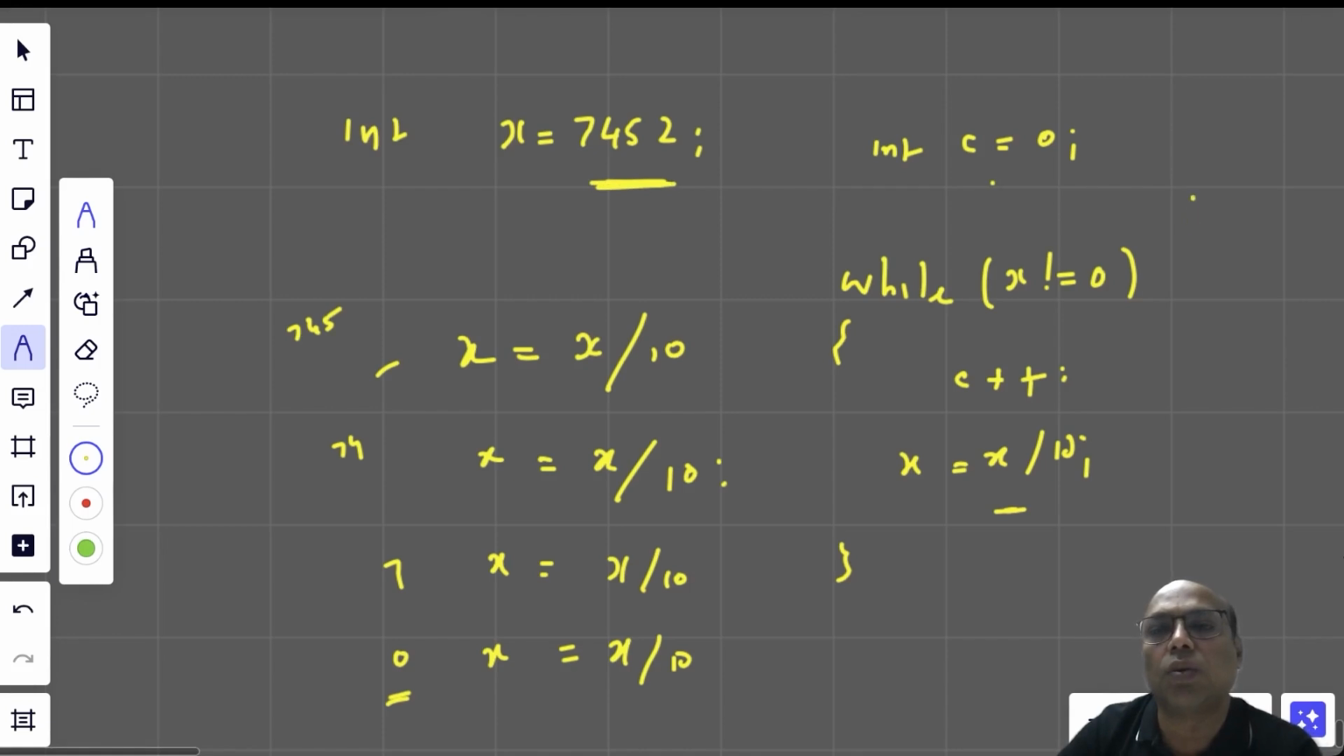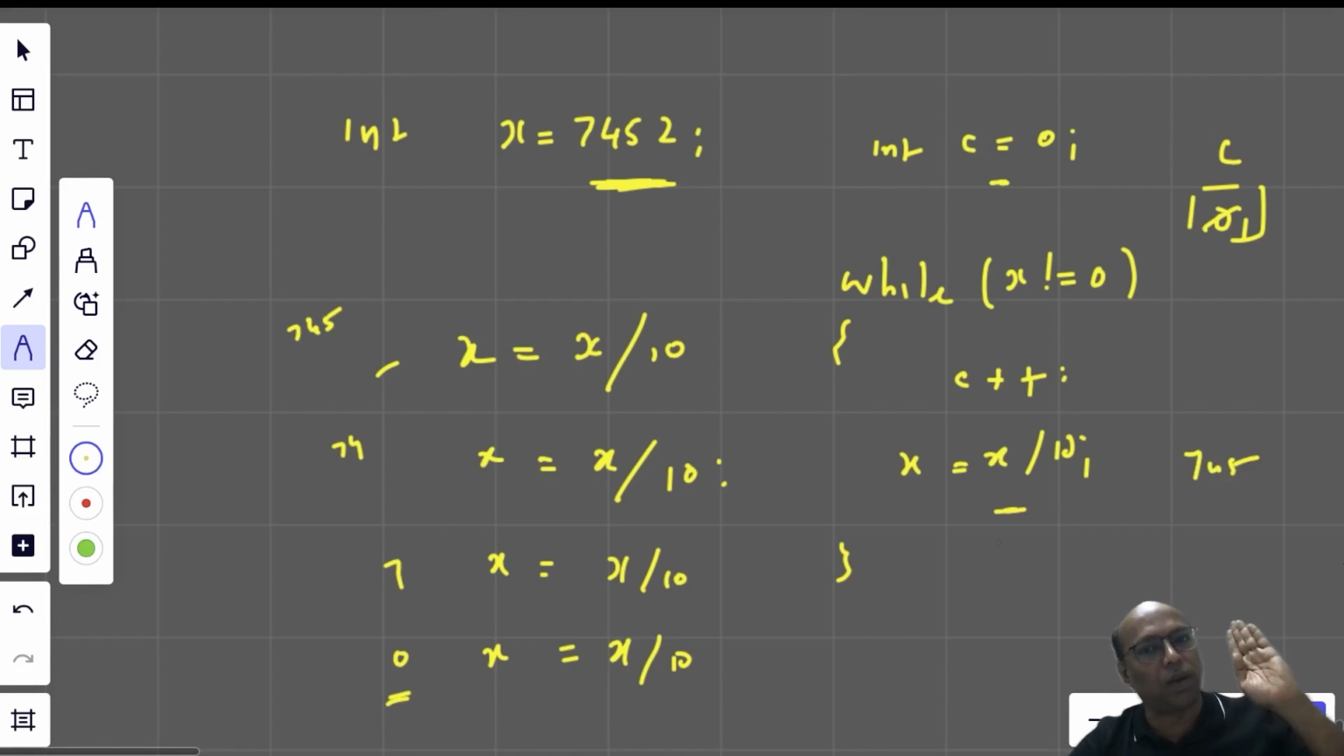X is 7452. C is 0. Now X is not equal to 0. The condition is true. C plus plus, C became 1. X is equal to X by 10. X became 745. Remember, I stored it back in X. If you store it in some other variable, X will remain 7452. Stored in X, 745. 745 is not equal to 0. C plus plus, 2. X by 10, 74.